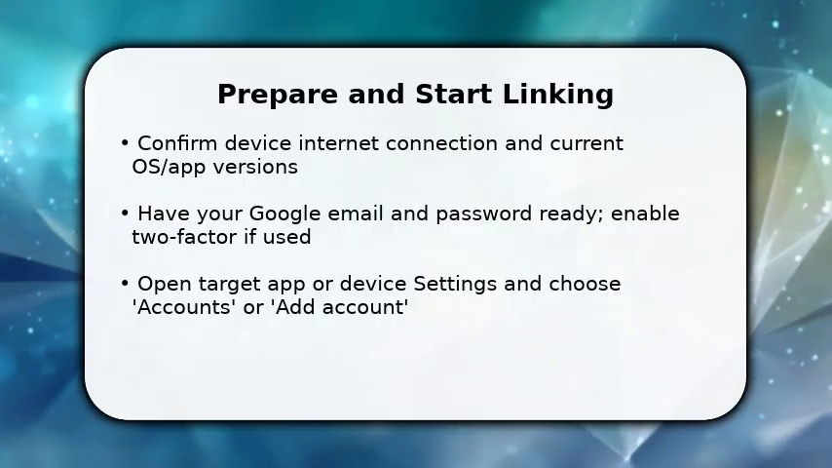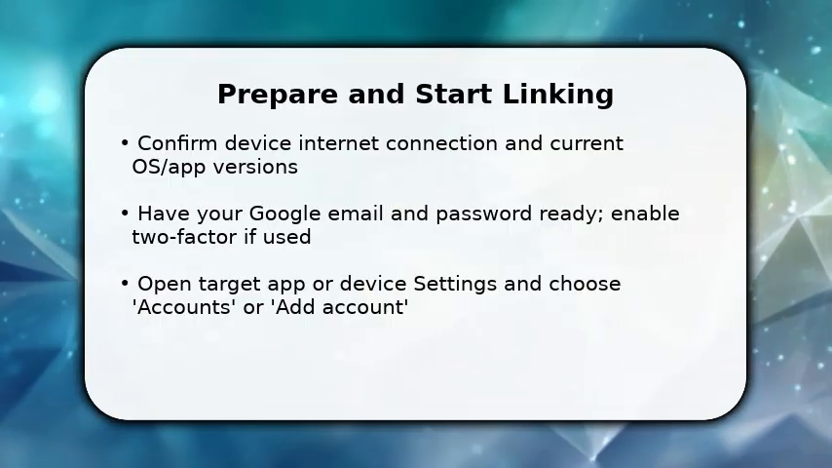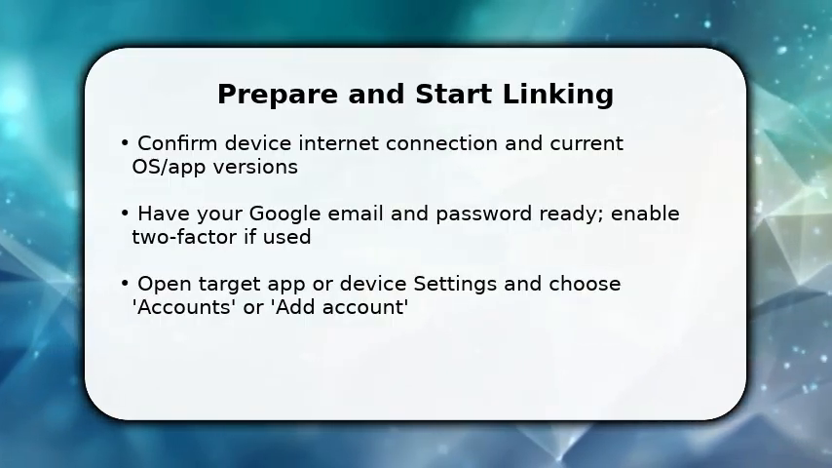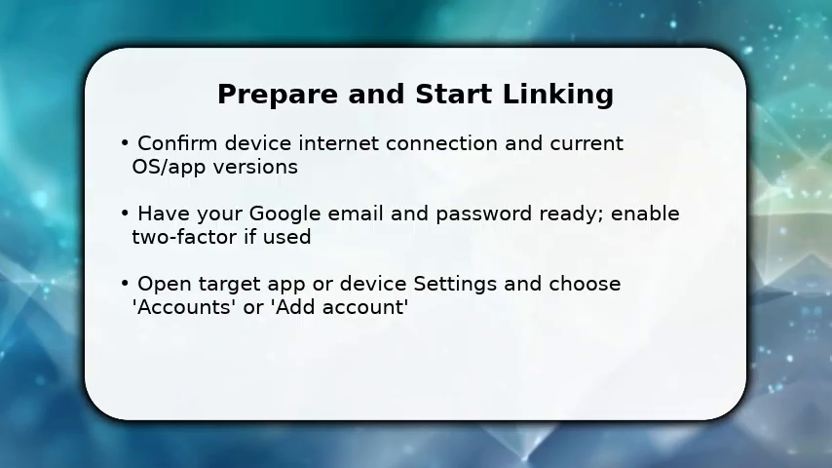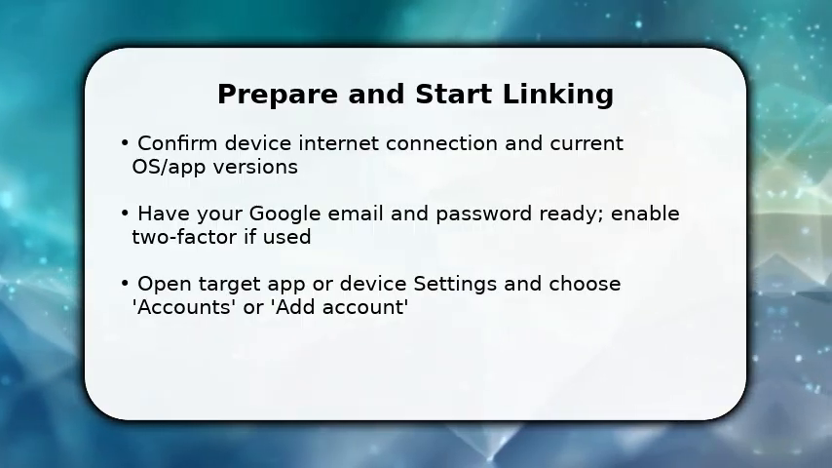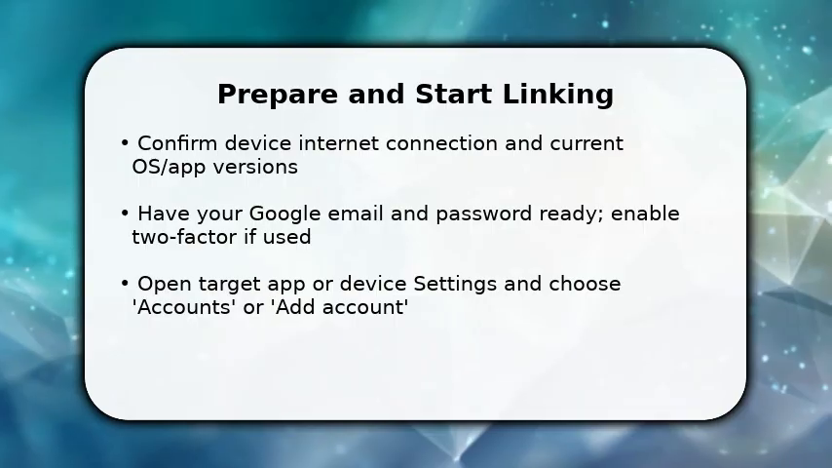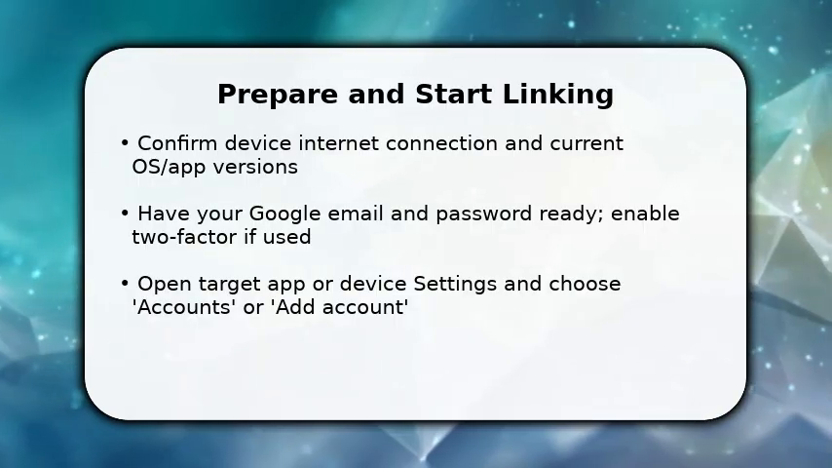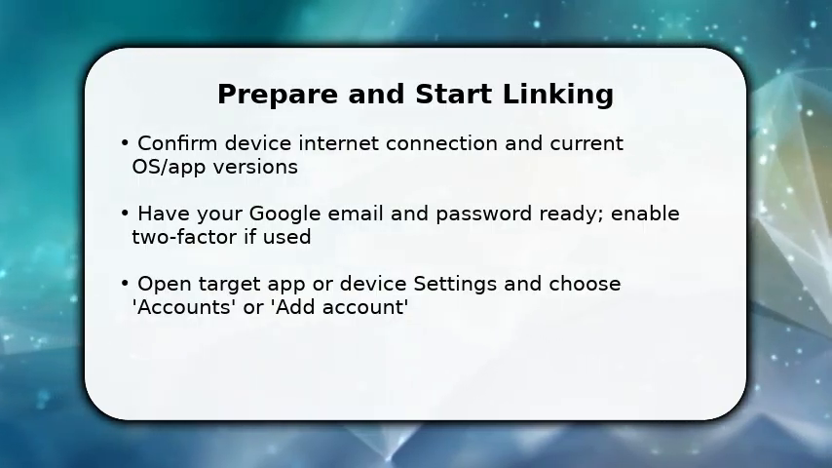You'll begin by confirming prerequisites, a stable internet connection, and the Google credentials you'll use. Once ready, open the app or device settings and tap Accounts or Add Account to start. Choose Google from the provider list. This kicks off the secure OAuth flow.